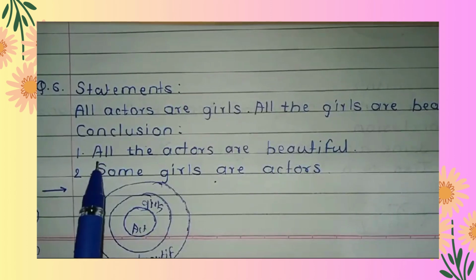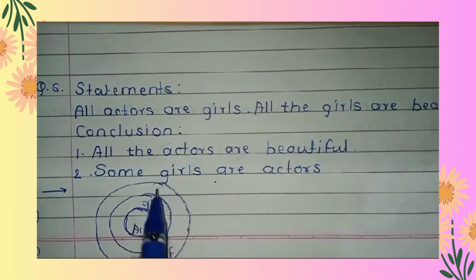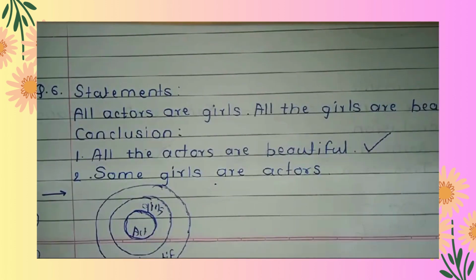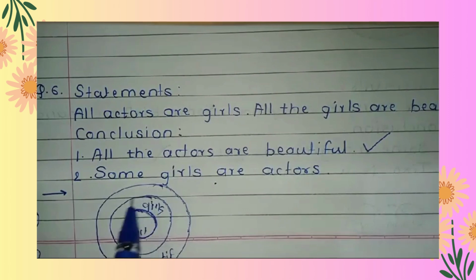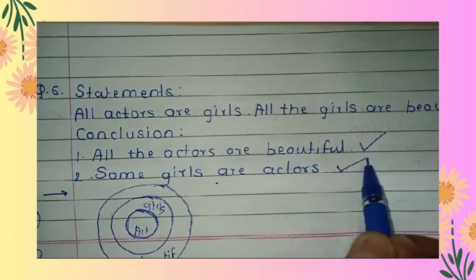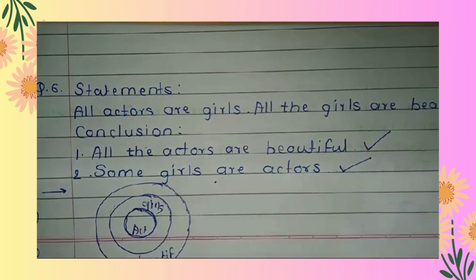The first statement is all the actors are beautiful. All the actors are inside the beautiful circle. Yes, then it's true. Some girls are actors. Yes, this also follows the statement, so this is true. In this way we can solve different questions by using the representation technique.